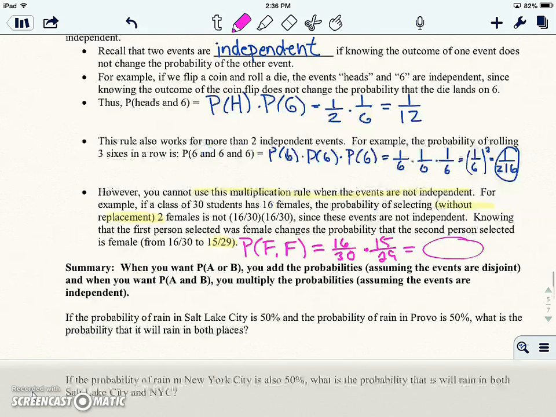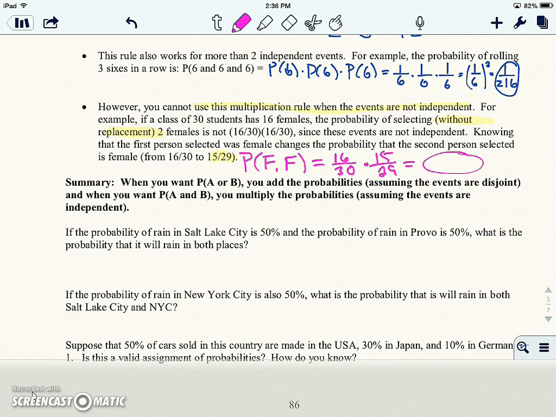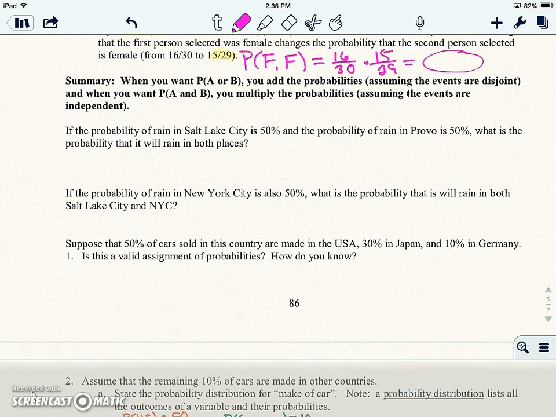All right, lastly, summary. When you want the probability of A or B, you should add the probabilities, assuming that they are disjoint. And when you want the probability of A and B, you multiply the probabilities, assuming that they are independent. If the probability of rain in Salt Lake is 50%, and the probability of rain in Provo is 50%, what is the probability that it will rain in both places?